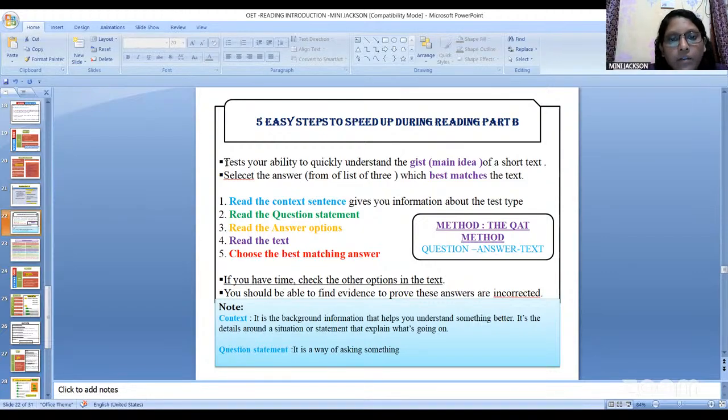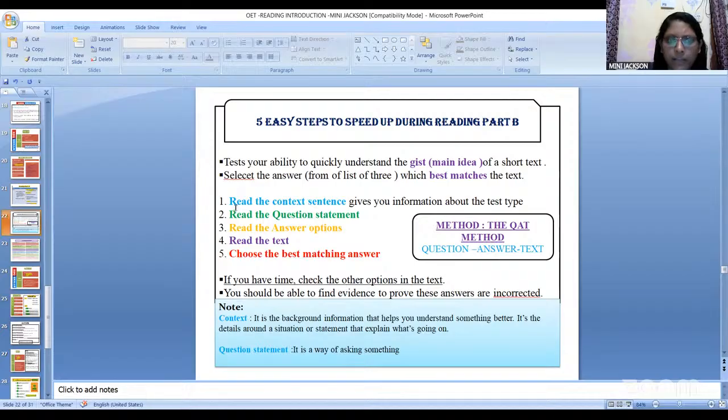Then select the answer from the list of 3 which best matches the text. That means there are 3 options. We need to find the correct one, that means match the best answer. Maybe it's used with the absolute method, or a straight opposite is given. So we need to see how the sentence is made. Maybe something like with or within is used in the sentence. One sentence will have with, another sentence will have within. While reading you may feel, okay, it's the same sentence, what is the difference? But there is a difference between with and within. So we need to choose the best match to the text.